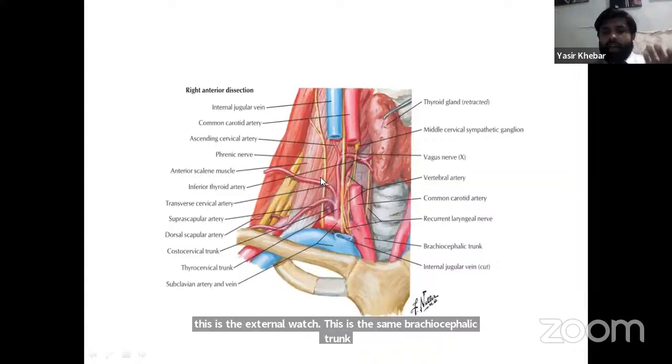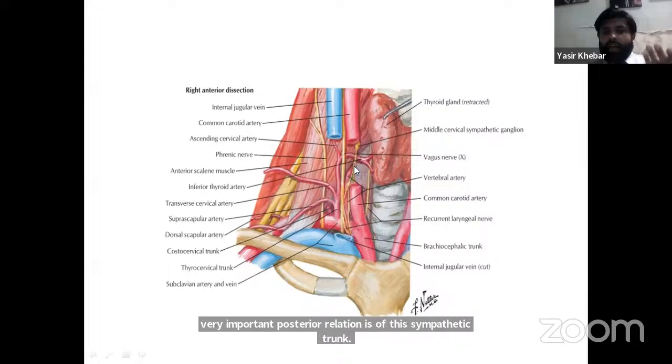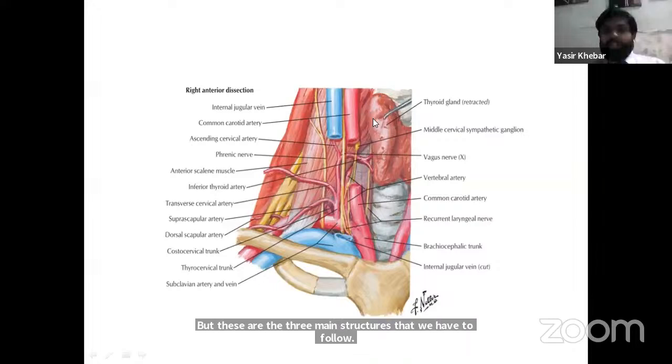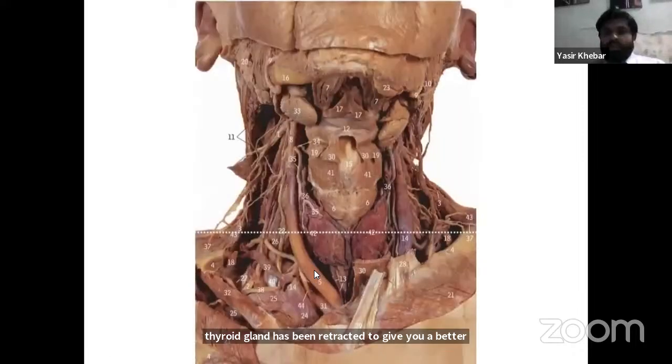The very important posterior relation is this sympathetic trunk. The sympathetic trunk itself is not a part of the carotid sheath, but it lies deep to the carotid sheath. And this is the sympathetic trunk which travels behind the carotid sheath and the artery. You can see other branches of the thyrocervical trunk also, but they are not important. Let's just ignore them. But these are the three main structures that we have to follow: the vein, the artery, and the vagus nerve. The thyroid gland has been retracted to give you a better view of the common carotid artery.